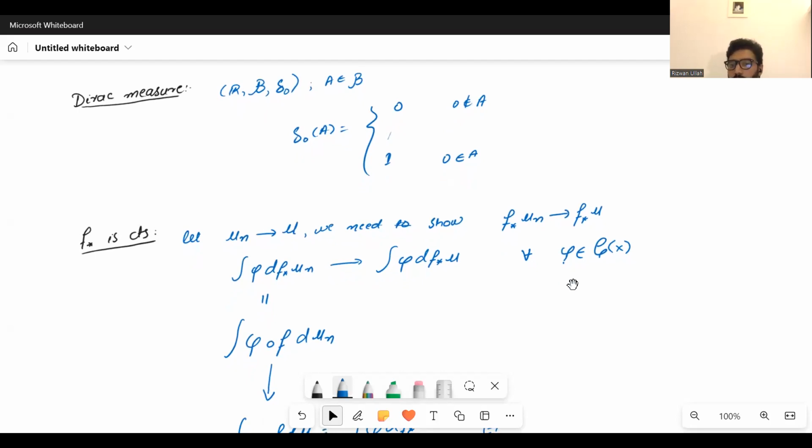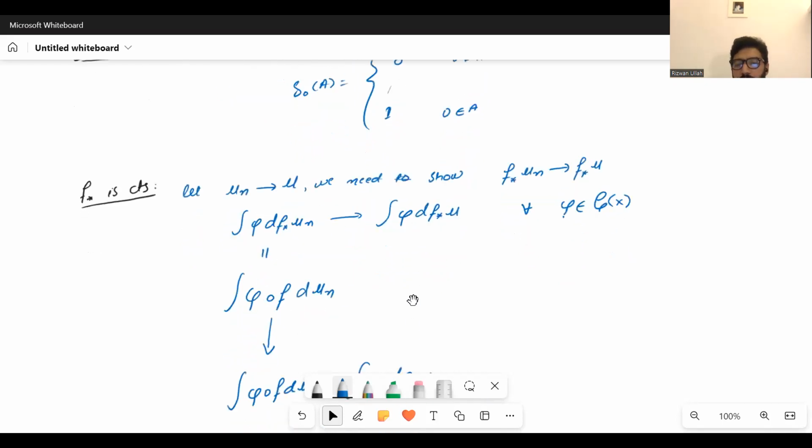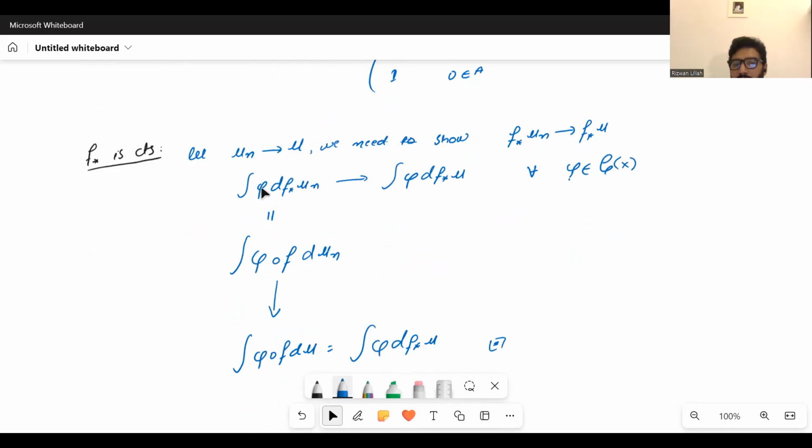I have a sequence of probability measures which converges to a measure mu. In order to show that f star is continuous, I need to show that the image of this sequence also converges to the image of the limit. The convergence is of course in the weak star sense, so I need to prove that for all continuous functions p, the integral associated to f star mu n is converging to the integral associated to f star mu. But it's very easy to see that the left side of this convergence is actually this one.